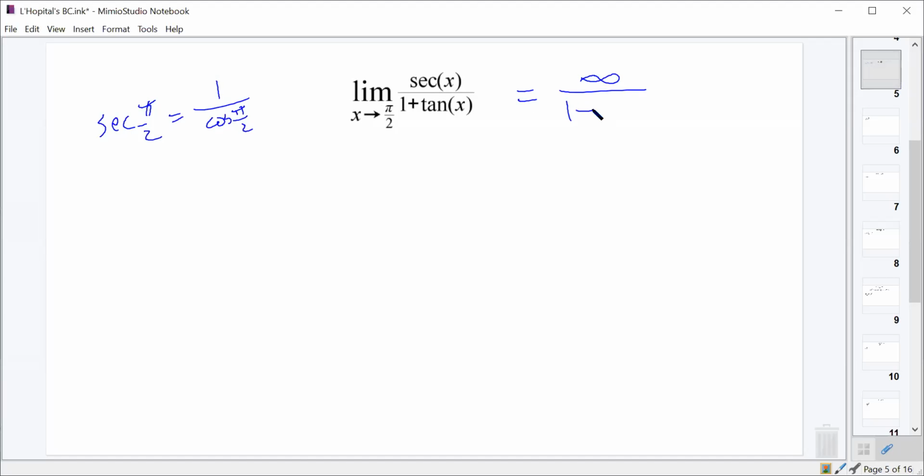And then in the denominator, I've got 1 plus tangent of pi over 2. Well, what's the tangent of pi over 2? That's where we have an asymptote, right? Sine of pi over 2, which is 1 over cosine of pi over 2. So it's also infinity. So everybody agree that we have an indeterminate form there, infinity over infinity?